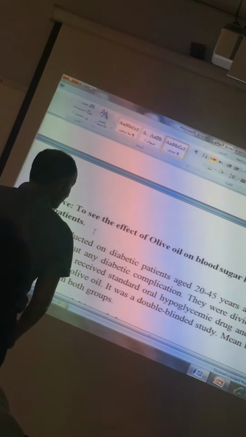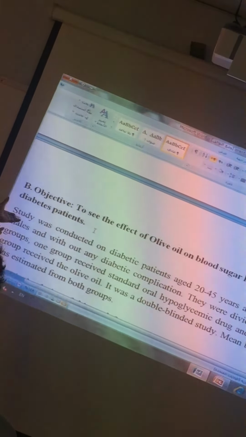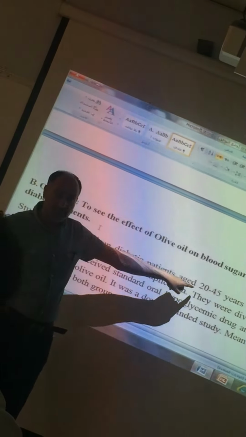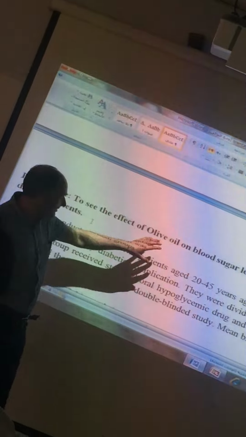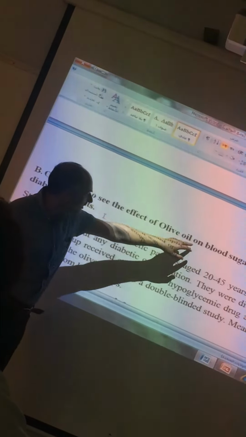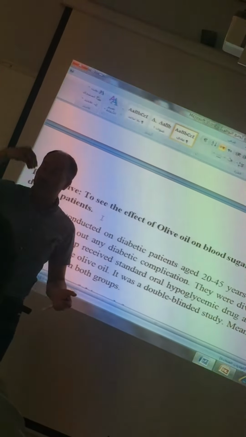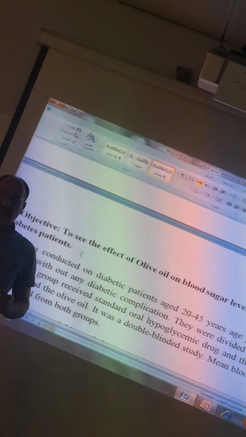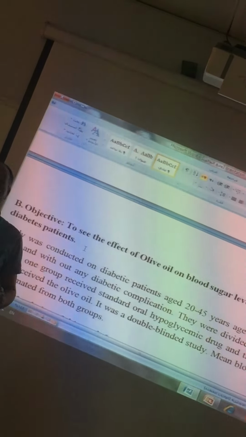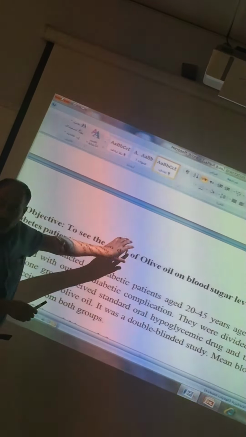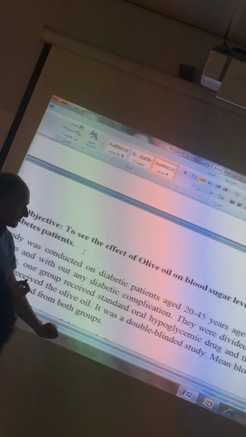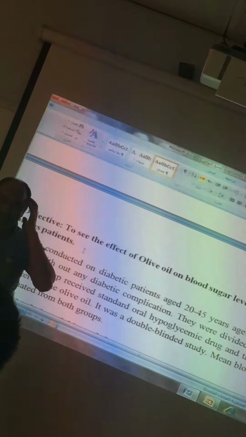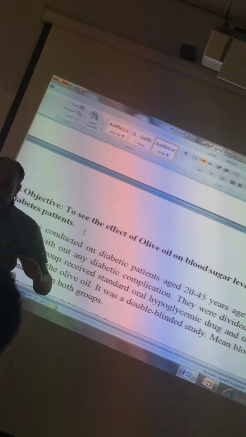Now here's another scenario. You may be given a scenario like a study conducted on diabetic patients, and what was their age? This is basically to see the effect of olive oil on blood sugar. So you are doing some intervention. From looking at it, this study looks like an experimental study, a randomized controlled study. You need not go into the details. It tells us. Then, in the randomized controlled study, we should understand how we carry out this study.